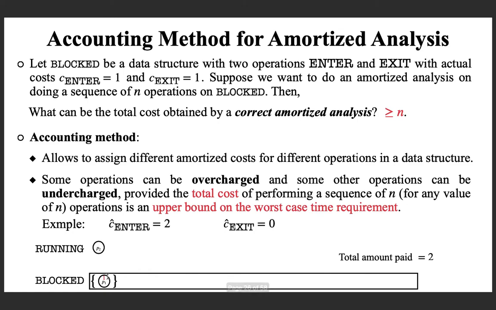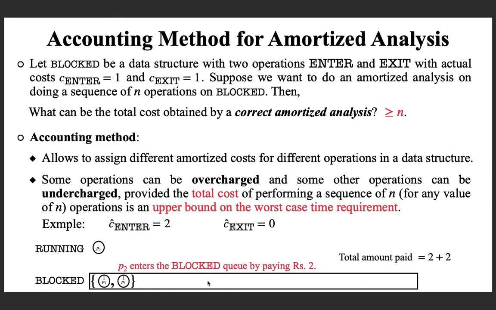Now suppose P2 is executing and P2 also gets into the blocked queue. Maybe it wants some resource which is not available. Then P2 enters the blocked queue of processes. Again, the amortized cost that this process is paying is 2 rupees, and out of the 2 rupees, it is holding a credit of 1 rupee. So each process is having a credit of 1 rupee with it.